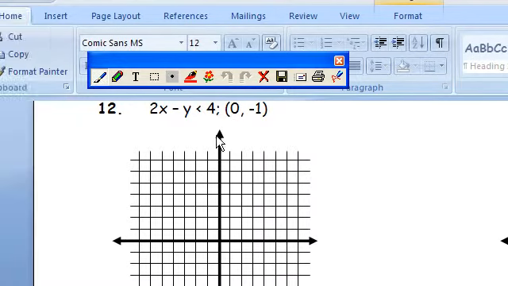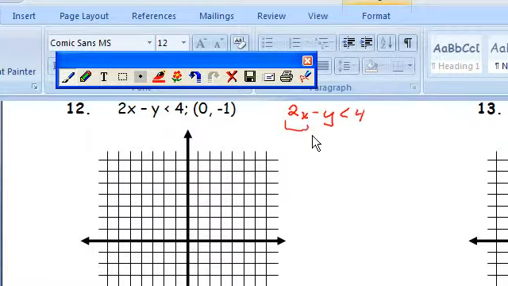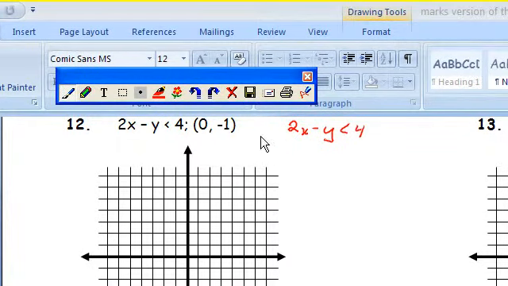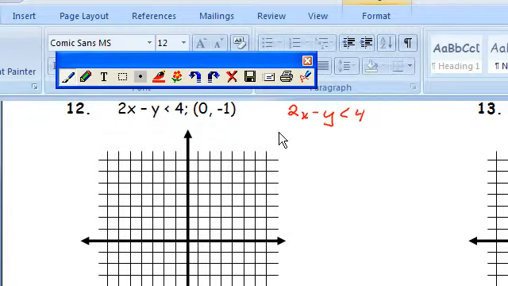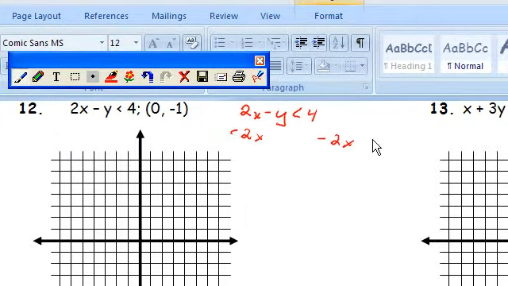We need to isolate y first. So I'm going to rewrite the equation over here. 2x minus y less than 4. So I need to move this 2x to the other side. I'll do that by subtracting 2x. So minus 2x, minus 2x. These are not like terms. This is the number 4. This is the term -2x.